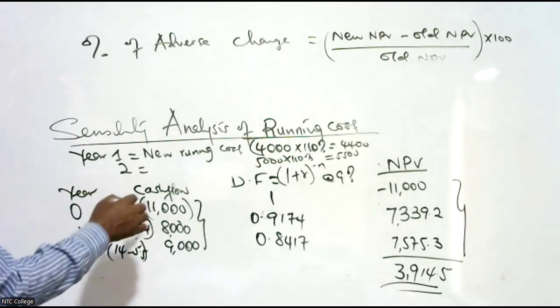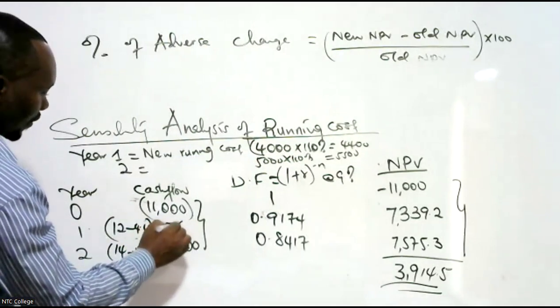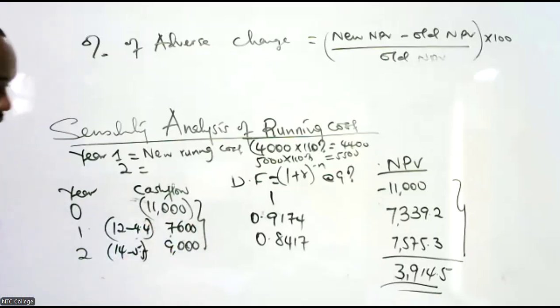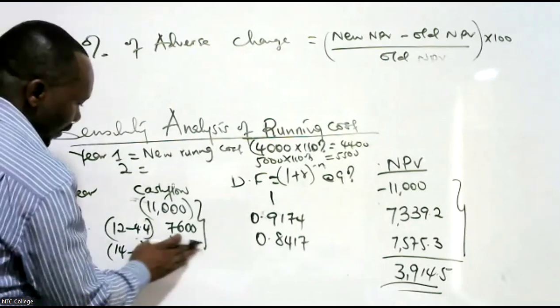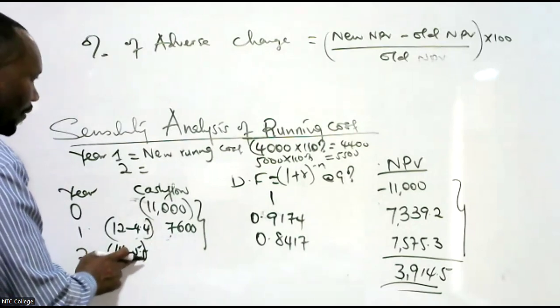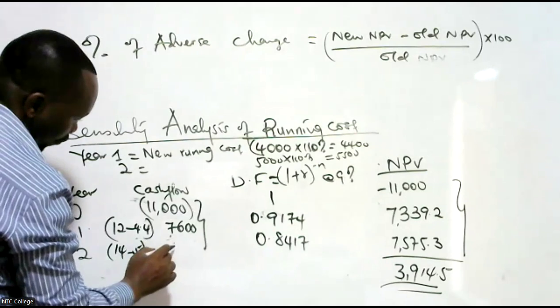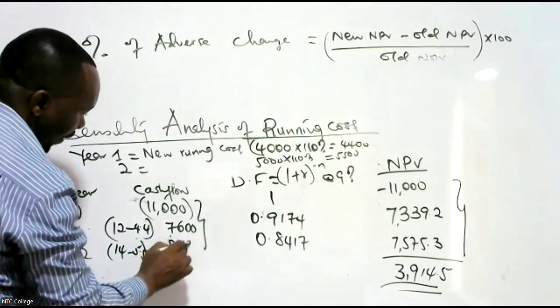So 12,000 minus 4,400, how much do you get? Yes, 7,600. I believe that is the new one. Then the new cost here is 14,000 minus 5,500, which is this. What remains is 8,500. Yes?